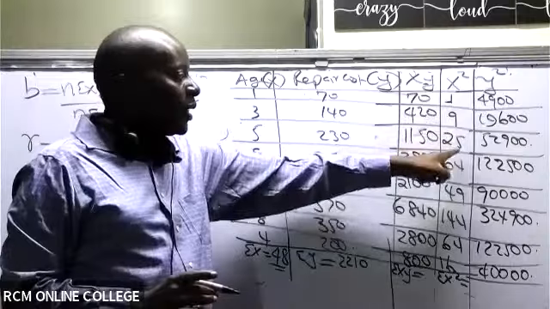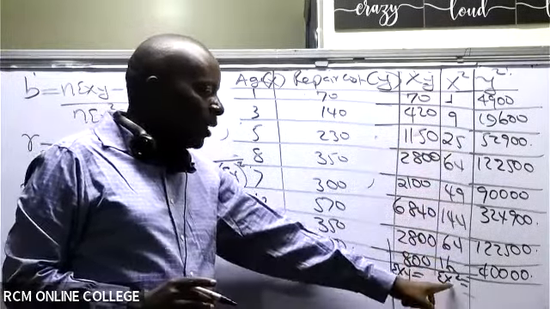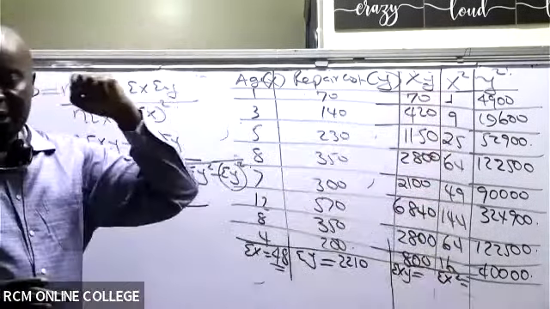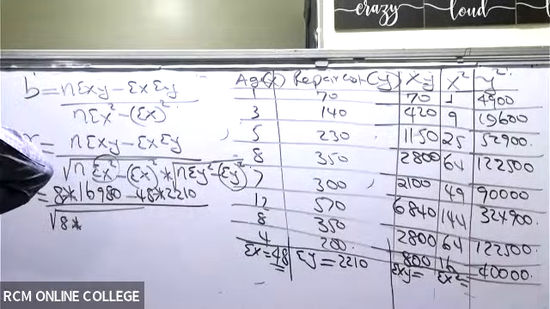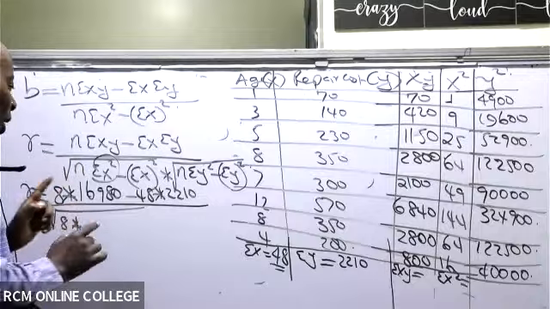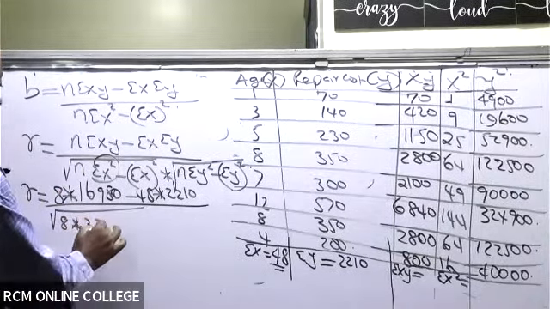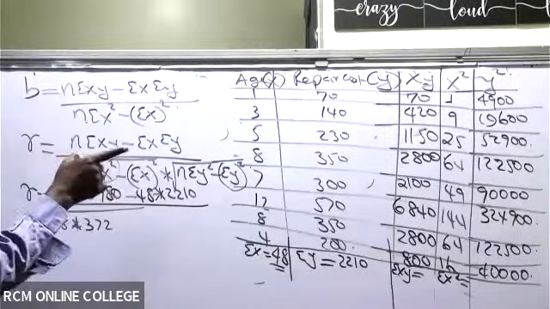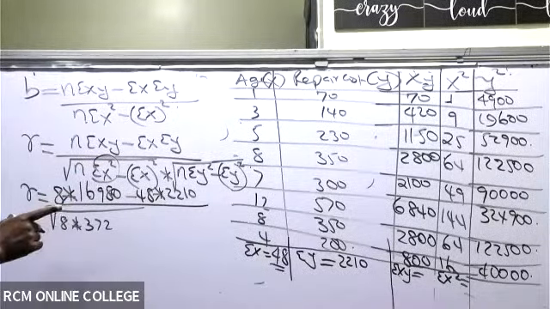Is there any ninja that can remember the figure that we had for summation of x squared? I'm being told it was 372. I'm waiting for someone else to remind us. Thank you very much, Laura has been able to remind me. So 372. Don't square again because that figure is already squared.